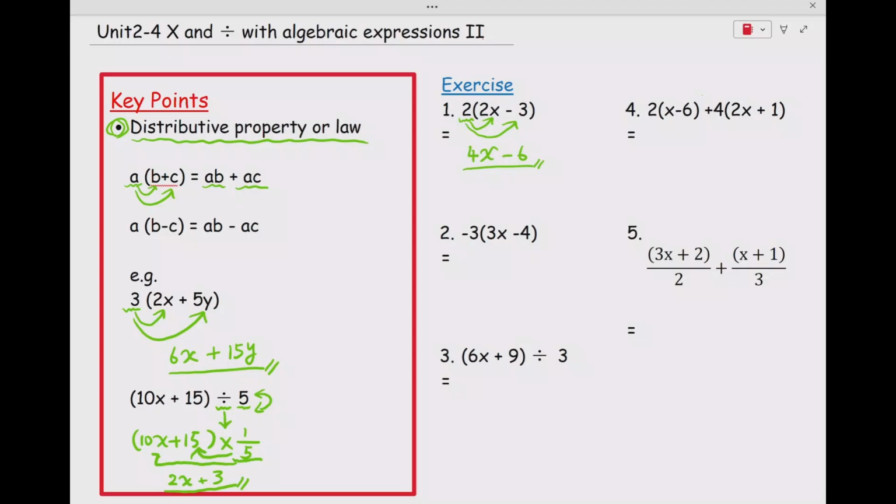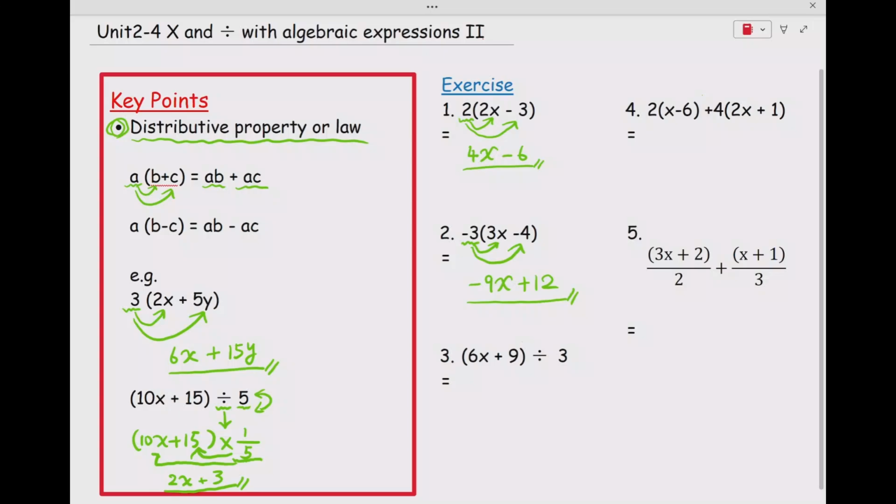Next, question number 2. Minus 3(3x - 4). This is the same as the previous question. Multiply the minus 3 outside the brackets onto everything inside brackets like this, and remove the brackets. So, minus 3 times 3x. Then you get minus 9x. Now multiply the minus 3 onto the minus 4. Then you get plus 12. Putting these two together, the answer would be minus 9x plus 12.